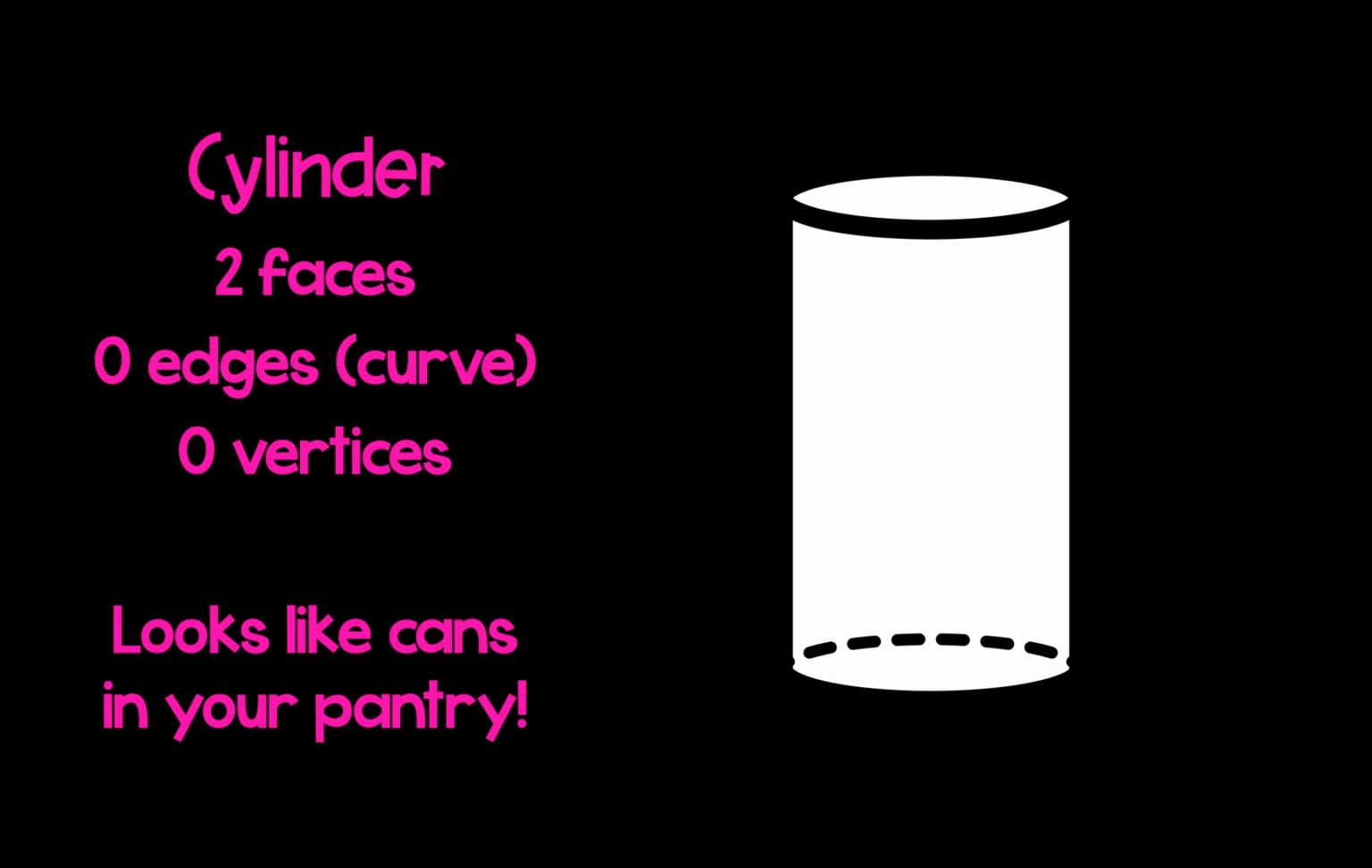This is a cylinder. A cylinder has two faces. Face number 1, face number 2. They are circles. Cylinders have zero edges, but they do have curves. See, there's your curve. And zero vertices. Cylinders look like cans in your pantry. Maybe a can of soda or some green beans or maybe even soup.